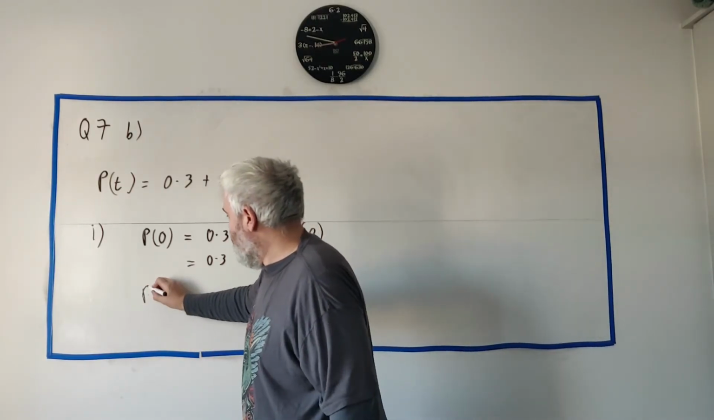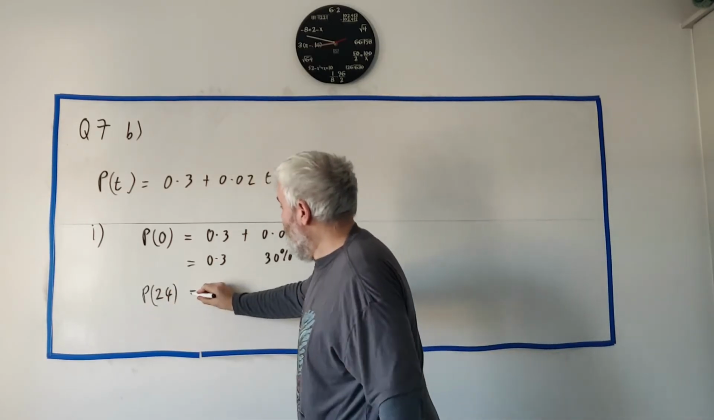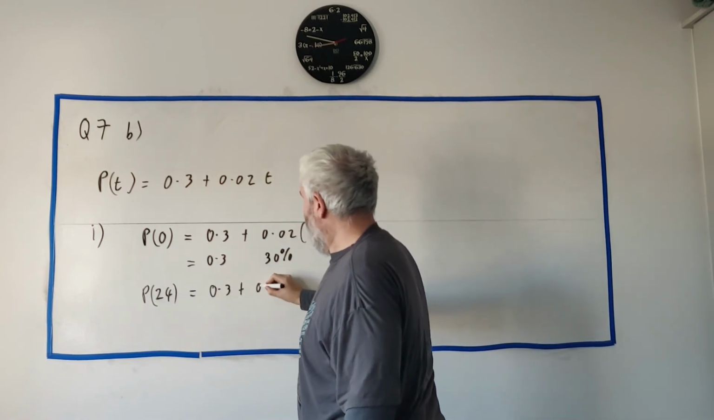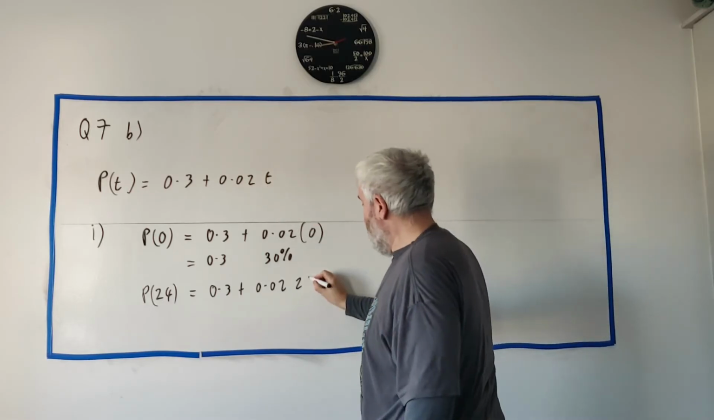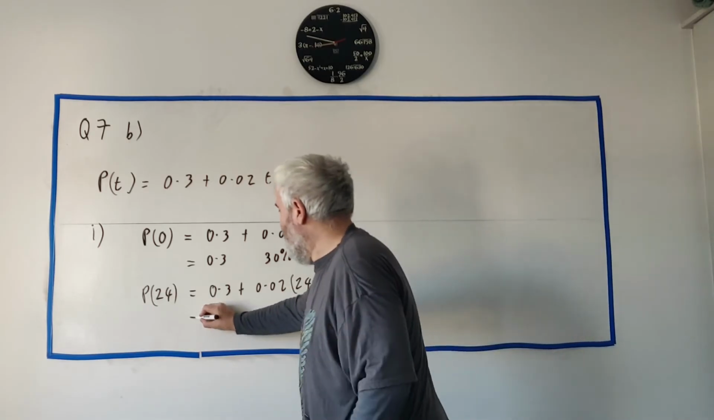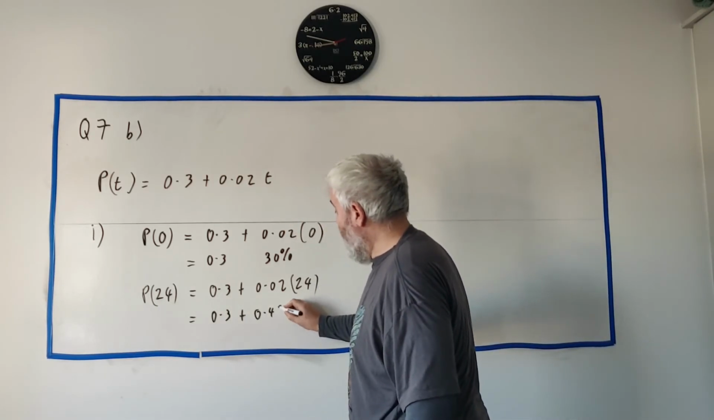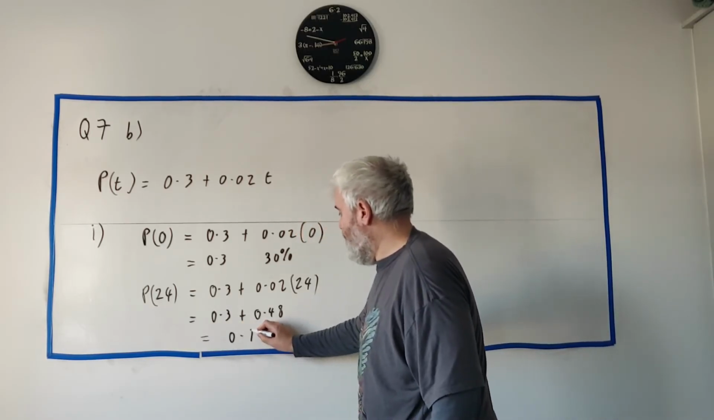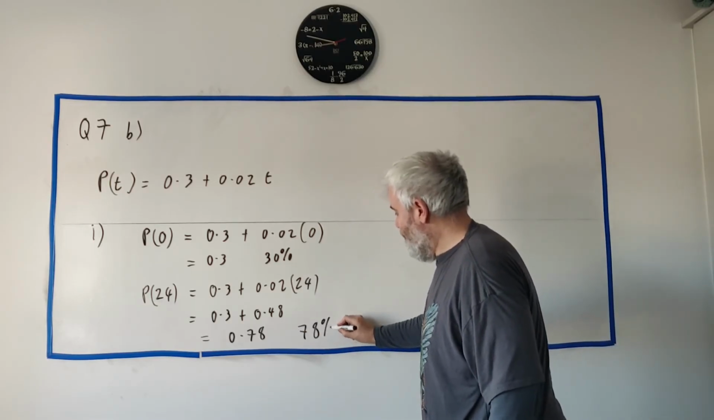They also then ask us to find P24. This is the end of the day. So it's all the same. 0.3 doesn't change, plus 0.02, and T. T is the only thing that changes. It turns to 24. We put this in a calculator, we get 0.3 plus 0.48. Add that together, we get 0.78. Or another way to say that is 78%.